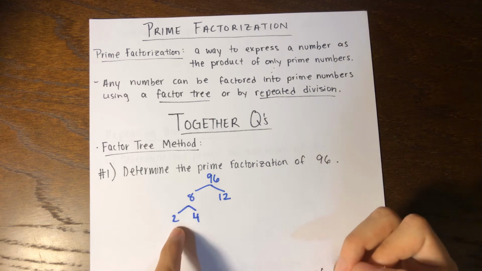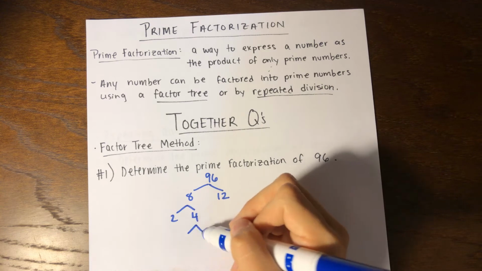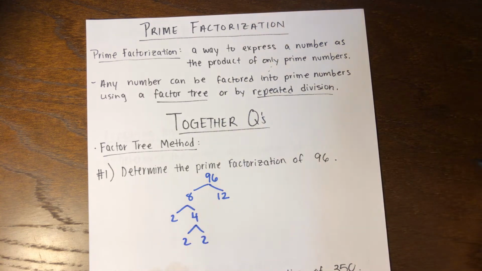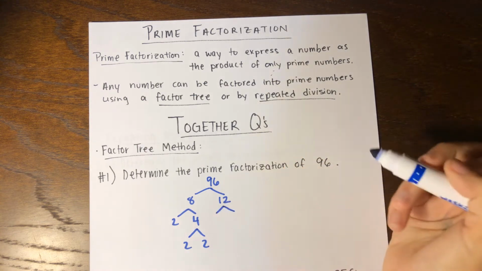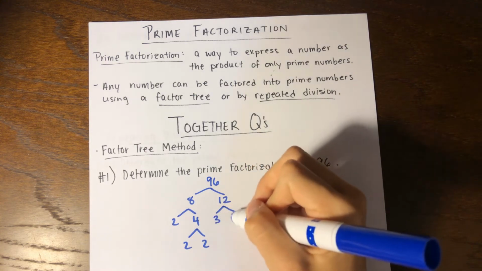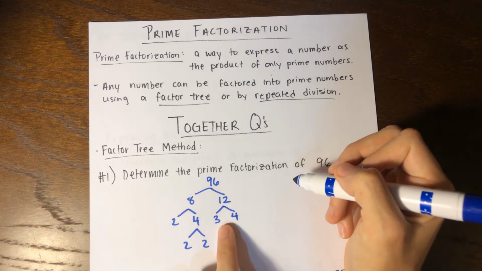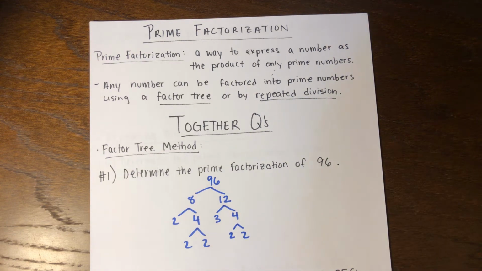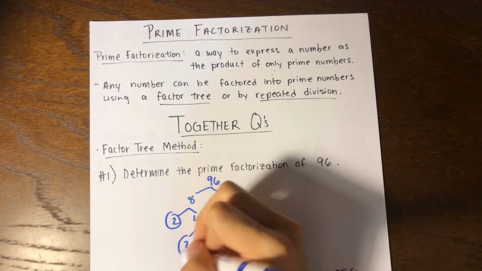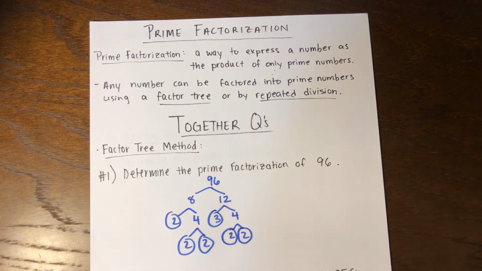Okay, once it's a prime number, you leave it. I know I can still go 4. So I break apart 4. 2 times 2 is 4. So that side's done. Now I go over here to 12. I'm going to break apart 12. 3 times 4 gives me 12. But 3 is a prime number. It's only 1 times 3, right? 4 I can break apart into 2 and 2. So now I have all prime numbers. I have 2, 2, 2, 3, 2, and 2. Okay?